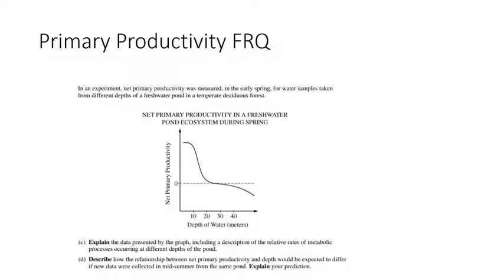All right, our last question in this video is part of an FRQ from several years ago. It says, in an experiment, net primary productivity was measured in the early spring for water samples taken from different depths of a freshwater pond in a temperate deciduous forest. So we're looking at a graph of net primary productivity versus depth. First part of the question that we have here, explain the data presented by the graph, including a description of the relative rates of metabolic processes occurring at different depths of the pond. So let's look at that part first.